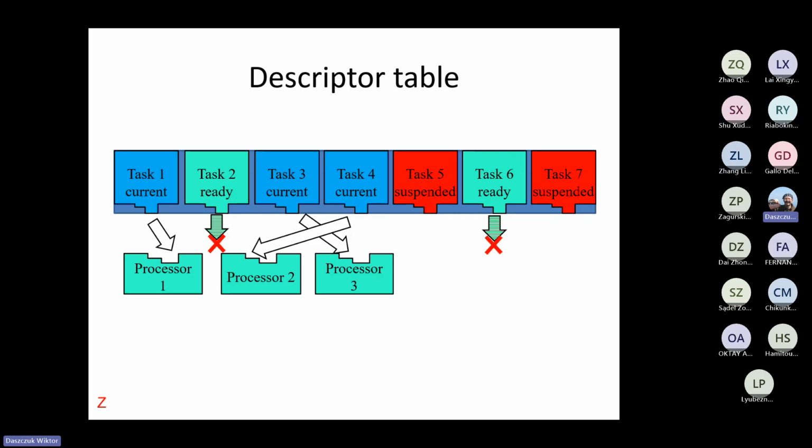This is another snapshot. We have 3 processors and 3 current tasks, 1, 3, and 4. Every current task has some processor on which it runs, and 2 ready tasks that just wait for a processor, and 2 suspended tasks.